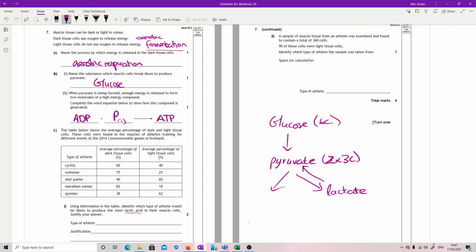Okay, you will see this in the older papers. It will say lactic acid. You're using the term lactate. Okay, so the type of athlete which will produce the most lactate will be the one that has got the most light tissue cells. So we're looking for our highest percentage of light because we're looking for the highest fermentation. And there we go. It's our sprinter. And our reason is exactly what we just said. So higher or highest even. That doesn't look good. Let me just clean this up a little bit. Highest percentage of light tissue.